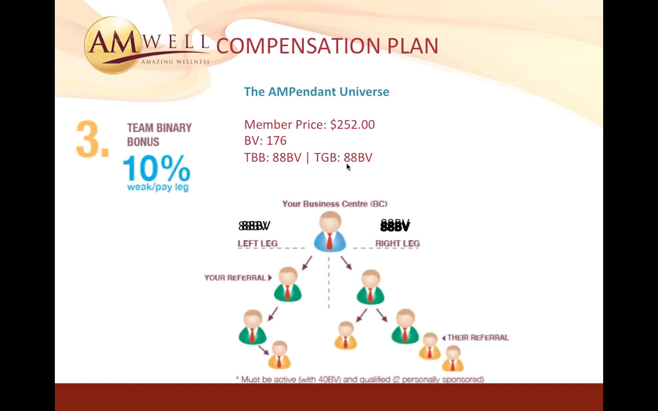Now, all of that BV gets allocated and added to your left or right side. So if you add up 88 times 3, it's 264 volume on the left side. And then if you add up everything on the right, it's 440 volume on the right side. Now, what the binary does is it takes 10% off of the weak leg, or we call it the pay leg. So it'll see the 264 on the left. It's the smaller amount of the 2, so that's your pay leg. That's where your 10% is calculated from.